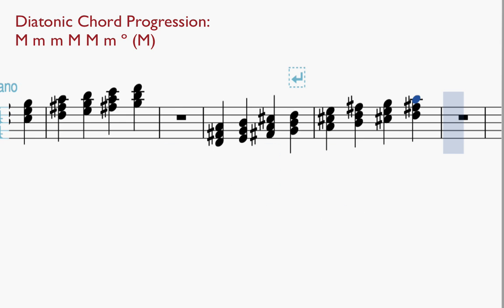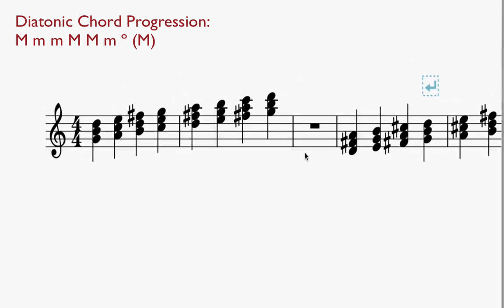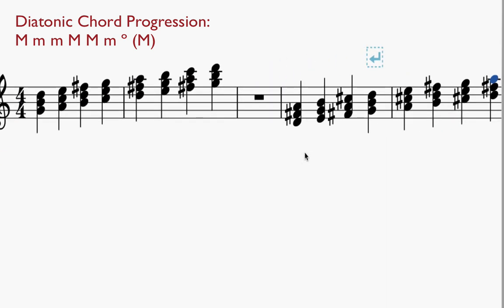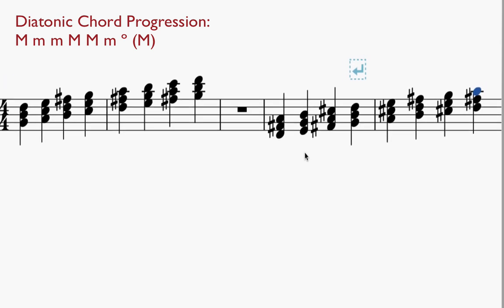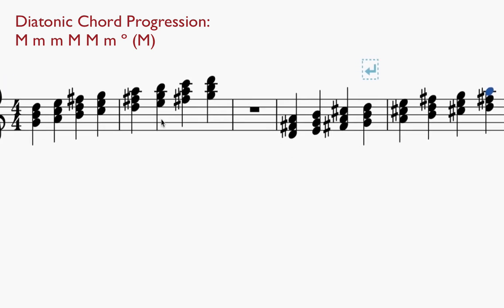Here is my diatonic chord progression in D. So here it is in G, here it is in D. So let's look at what's different, right? Let's just notate what chords we have here.